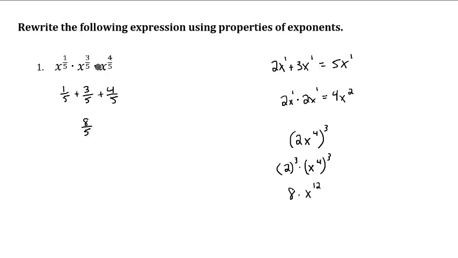Now don't forget that those are exponents, and the base was x. So it's going to be x to the 8/5 power. That's our answer. And keep in mind, the only reason we could do that is because we had the same base. We had x, x, x. Whenever we have the same base, you could add their exponents as long as we're multiplying.